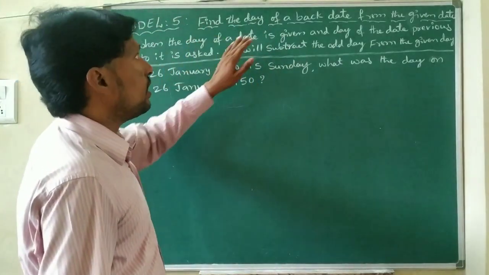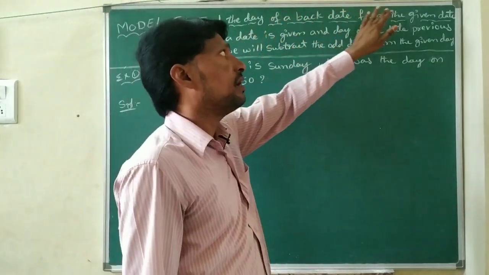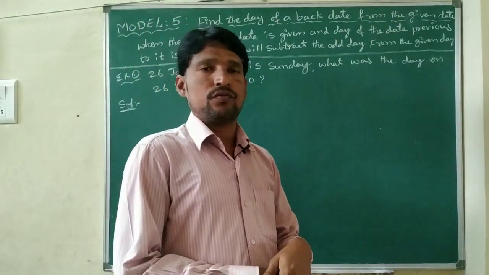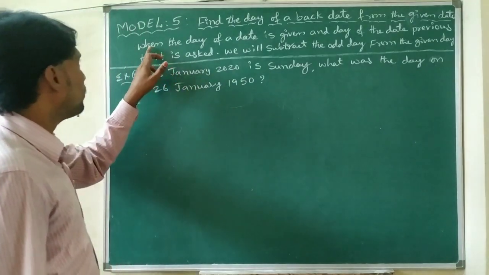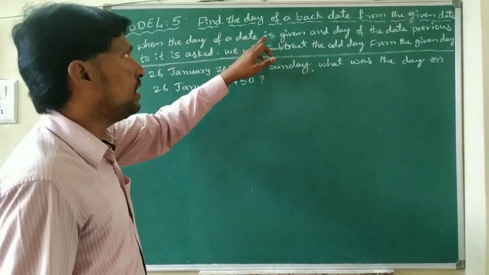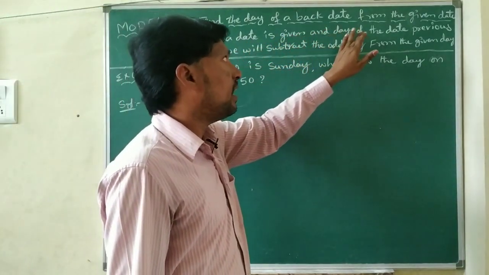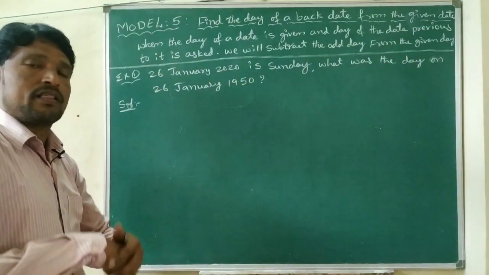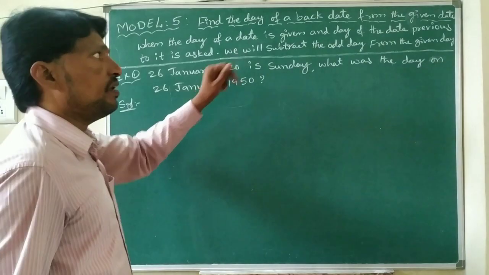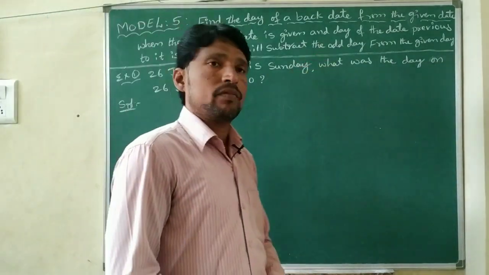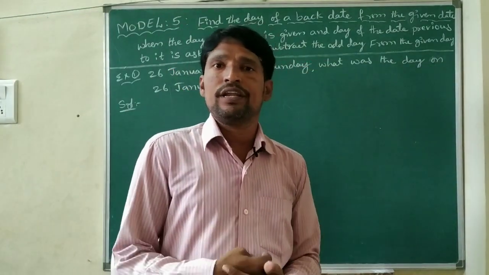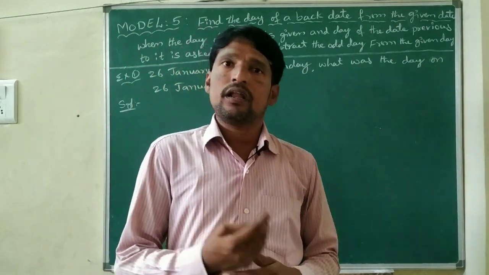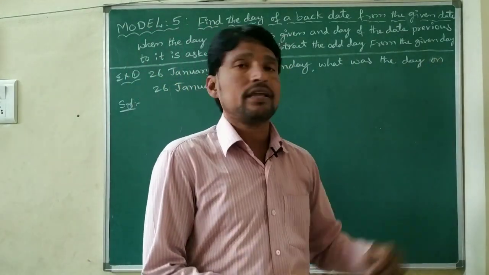Let us see model number 5. Find the day of a back date from the given date. So we need to find the previous day. When the day of a date is given and the day of a date previous to it is asked, we will subtract the odd days from the given day. So we need to subtract the odd days, and that odd day we are subtracting from the given day.